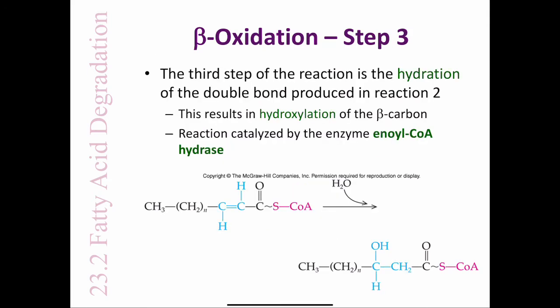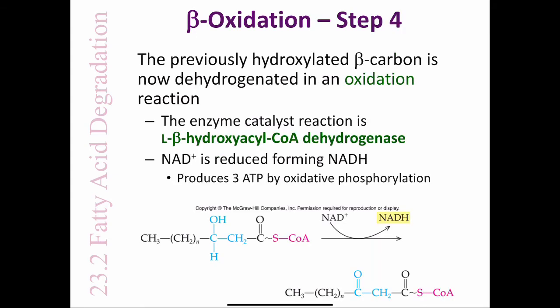The third reaction involves the hydration of the double bond produced in reaction 2. As a result, the beta carbon is hydroxylated. This reaction is catalyzed by the enzyme enoyl coenzyme A hydrase. In this oxidation reaction, reaction 4, the hydroxyl group of the beta carbon is now dehydrogenated. NAD+ is reduced to form NADH, which is subsequently used to produce 3 ATP molecules by oxidative phosphorylation.